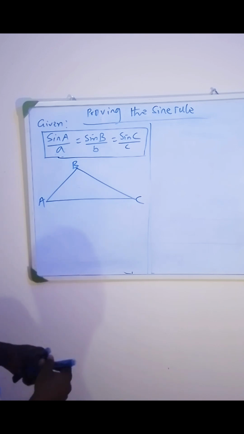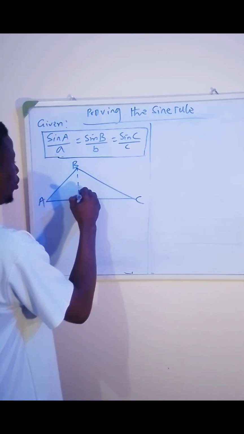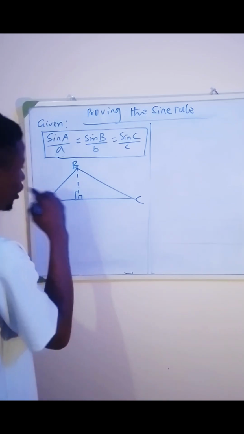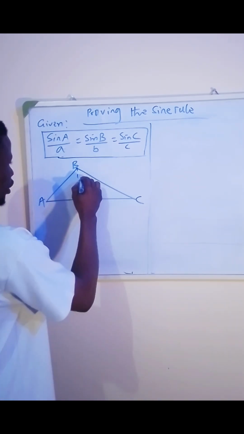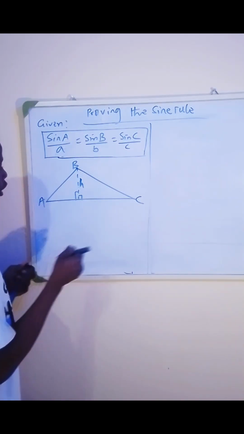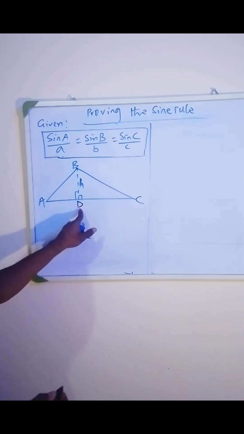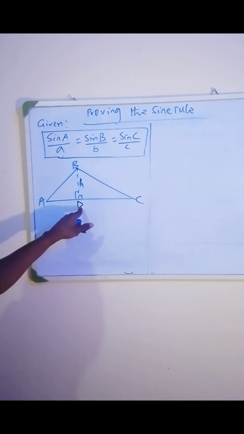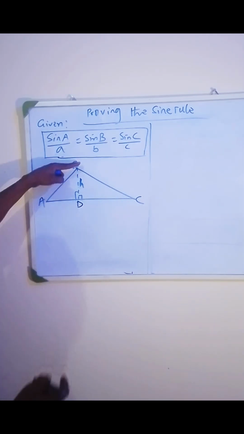Consider this triangle. If you want to find the height of this triangle, we need to divide it into 2 parts. This other triangle is bigger than this, so we can say that this is the height of the triangle, H. Since we have divided this triangle into 2 parts, we can label this side as D, and this other side as D.